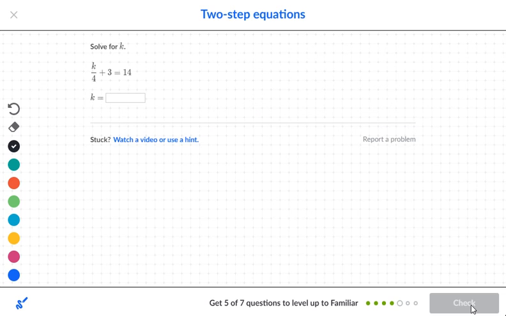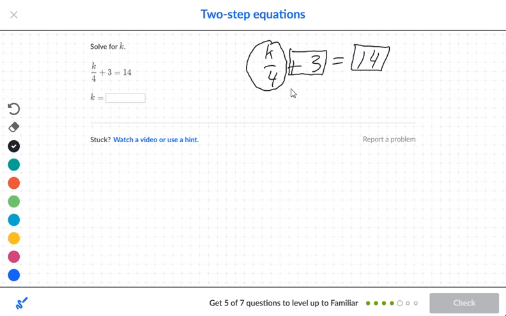Okay, next one. Now we have a fraction here. So we're going to have k over 4 plus 3 is equal to 14. Circle the letter, box your numbers. So we're going to move the boxes first. We got to move this box out because remember we want to go circle. Let me get that circle by itself.